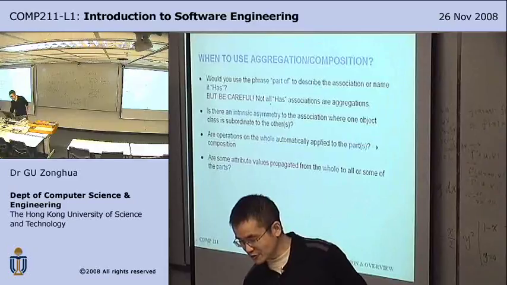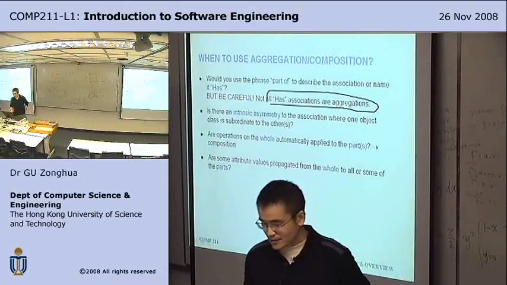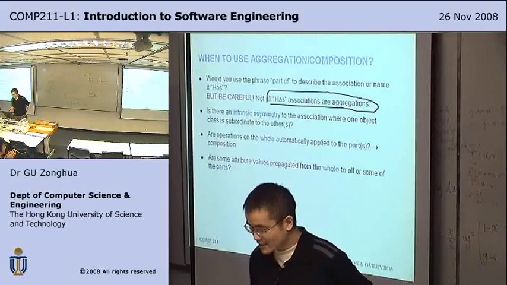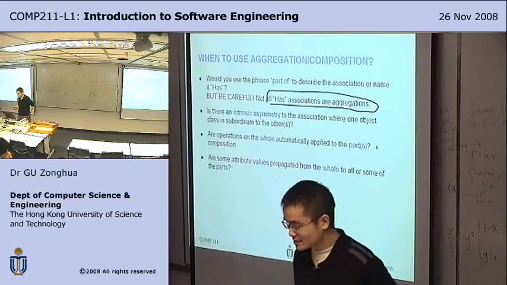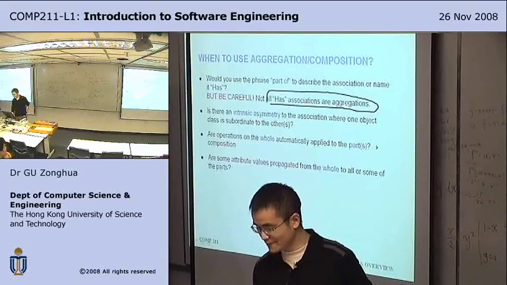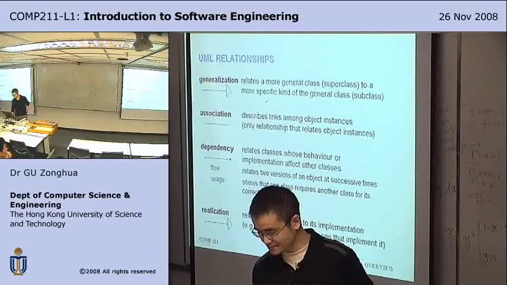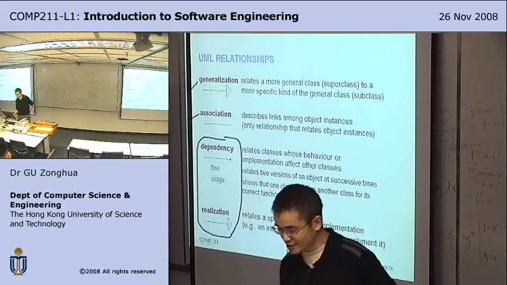Not all relationships are associations or aggregations. Say I have an arm, right? That's perhaps aggregation, but I have a student. Perhaps that's not an aggregation or composition. It's more of an association. So it's a judgment decision. So the relationships are generalization, which we discussed, association, and dependency and realization, which are not really discussed in this course.